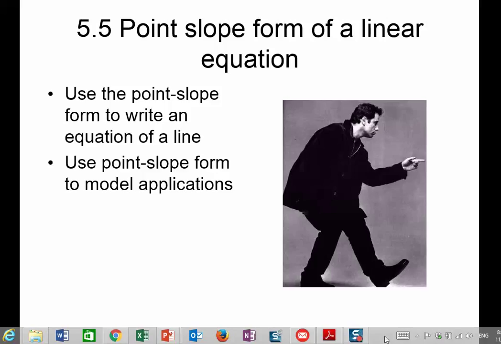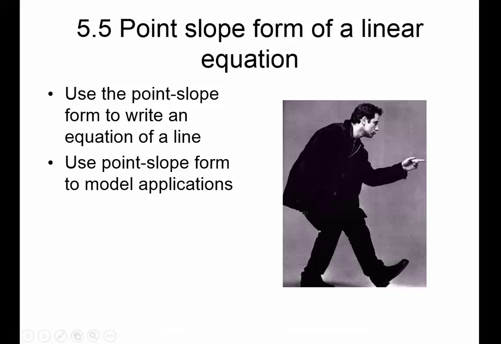Okay, today we're going to be learning about point slope form. And it's a good thing to understand that, although we've done a lot of work in slope intercept form, y equals mx plus b, there are other ways of writing equations for lines. So linear equations can be written several different ways. There are three major forms, and this is the second one we're going to learn.